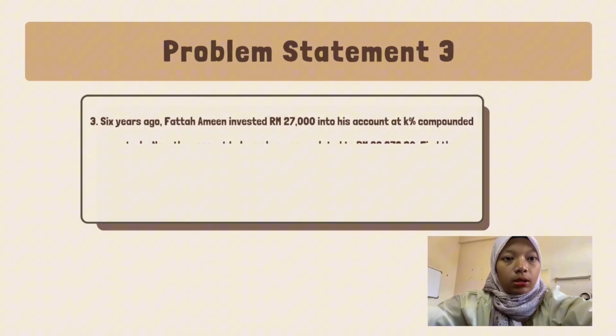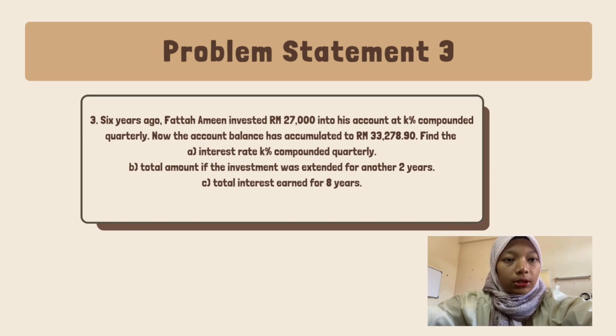Question 3, problem statement. 6 years ago, Fatah Amir invested 27,000 ringgit into his account at k% compounded quarterly. Now, the account balance has accumulated to 33,278 ringgit 90 cents. Find A, the interest rate k% compounded quarterly. B, the total amount if the investment was extended for another 2 years. And C, the total interest earned for 8 years.